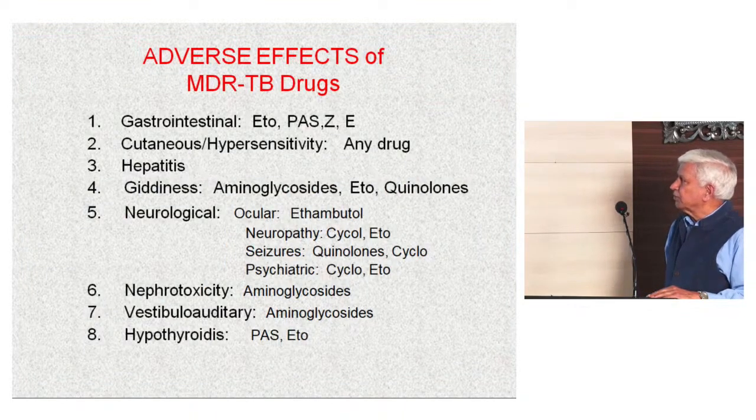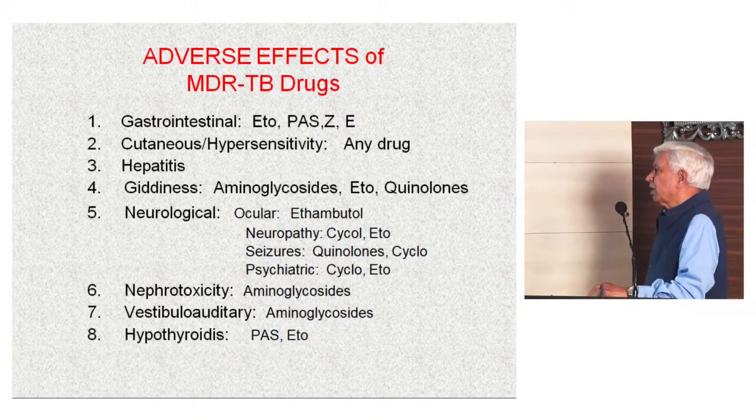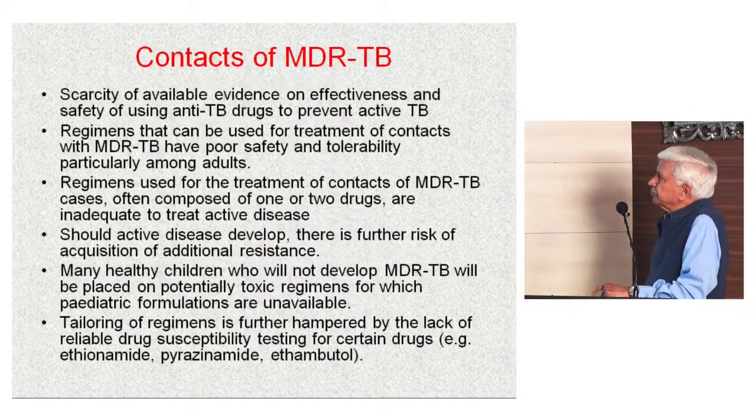And the adverse effects of the second line drugs are almost the same, but more gastrointestinal, cutaneous hypersensitivity, hepatitis, giddiness, and ototoxicity, neurological, especially with all the other drugs. Nephrotoxicity is more common, aminoglycosides, etc.